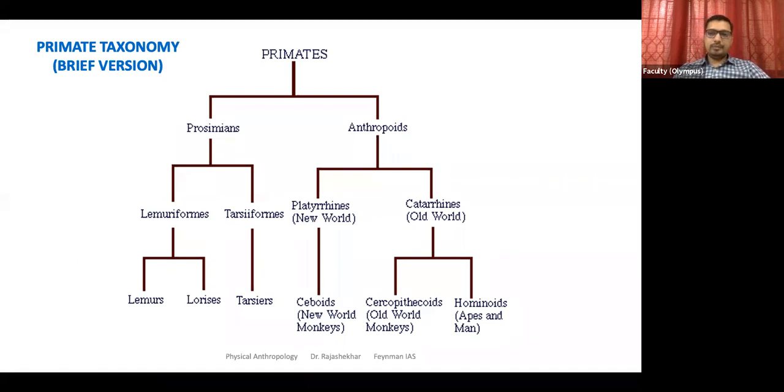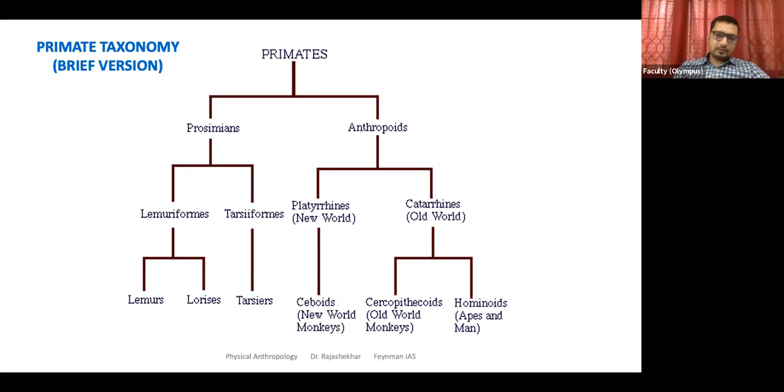Prosimians are purely primitive types of monkeys. Anthropoids are more human-like. Those primates with which we share a lot of similarities are put together in anthropoids. Like the one we talked about, Anthropoidea. So this is suborder Anthropoidea. Anthropoids is the general term, otherwise Anthropoidea.